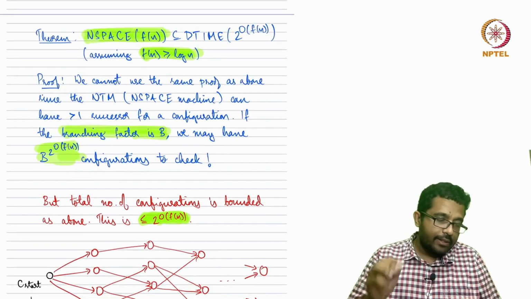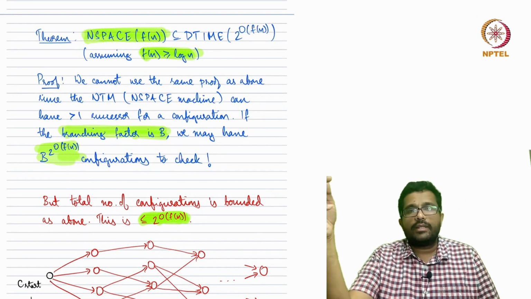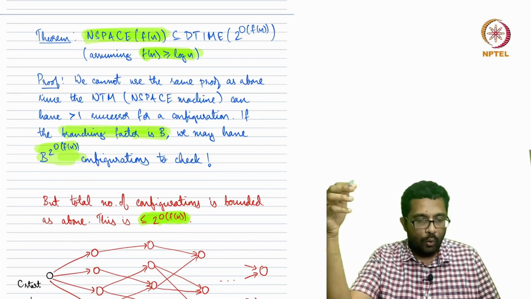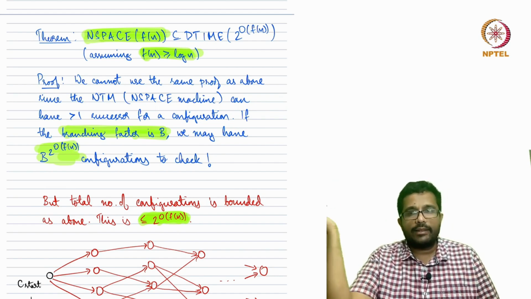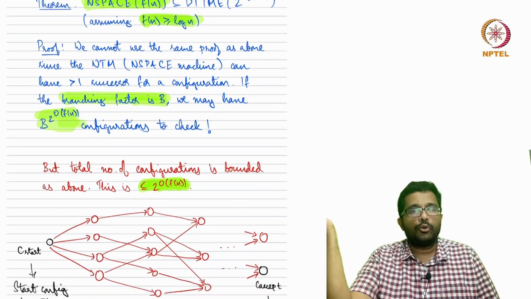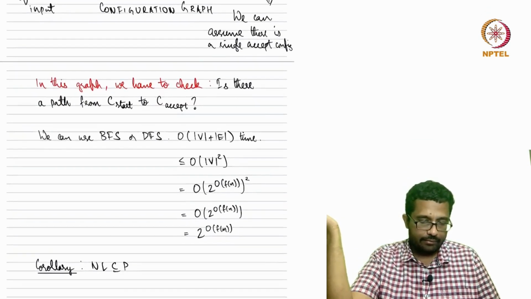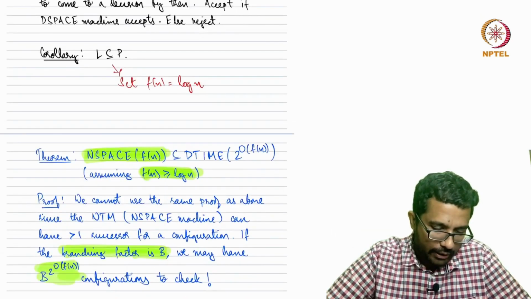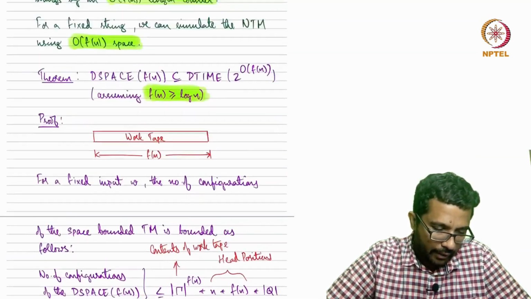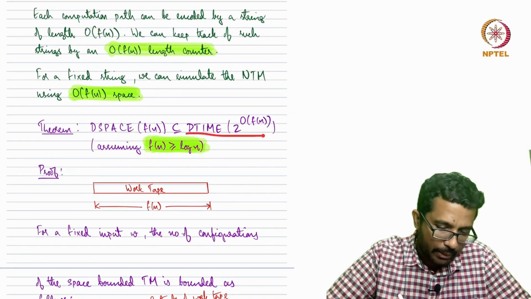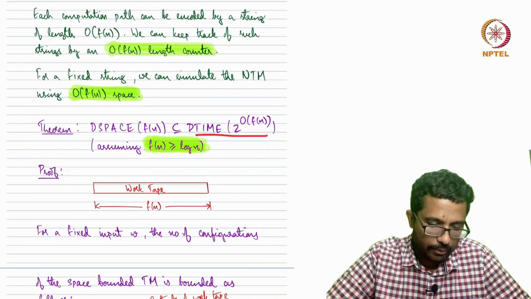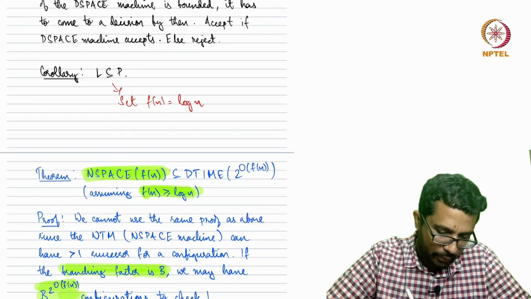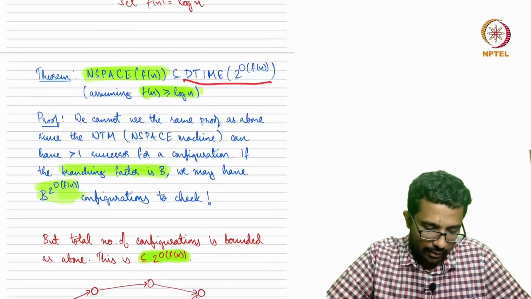So what we have shown is that an NSPACE Turing machine which runs in O(f(n)) space can be simulated in DTIME 2 power O(f(n)), right? So even though it's a non-deterministic space bounded machine, it took the same time as a deterministic space bounded Turing machine. So this is also DTIME 2 power O(f(n)), this is also DTIME 2 power O(f(n)), right?